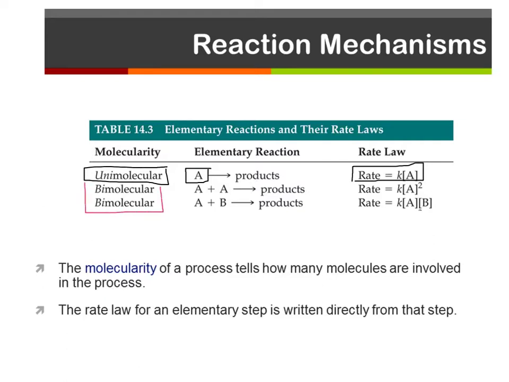Bimolecular reactions can happen a couple of ways. We could have a molecule of A reacting with a molecule of A. A rate law for this would be that the rate is dependent on A squared. Or we could have A reacting with a different molecule B, and then its rate law would be dependent on both the concentrations of A and B. So the rate law for an elementary step is written directly from that step.